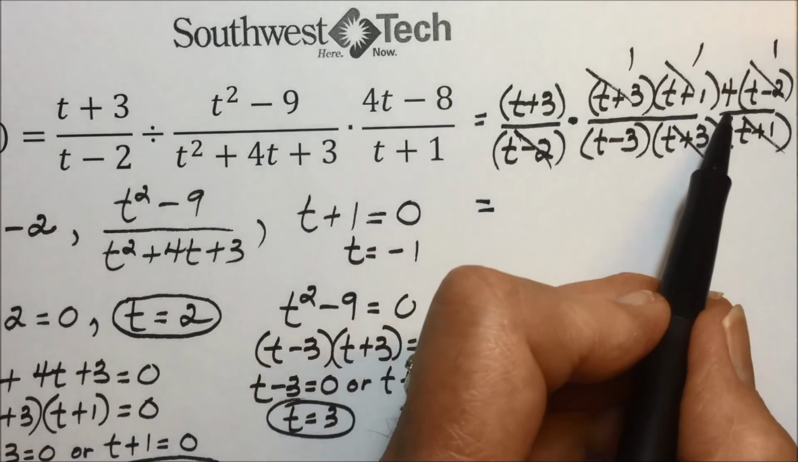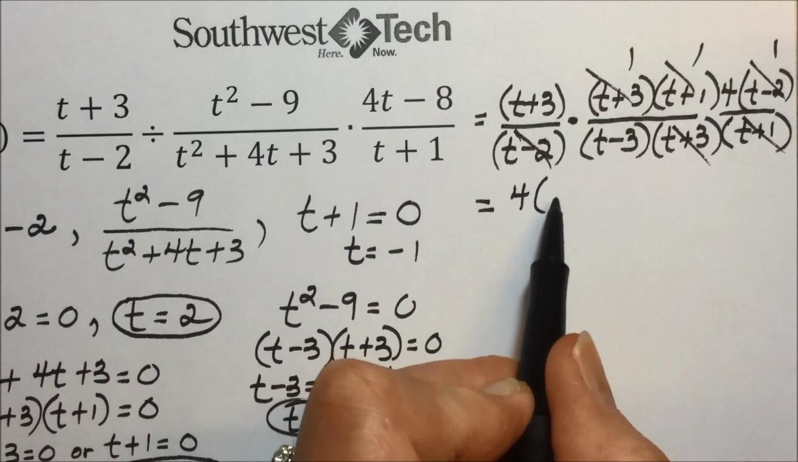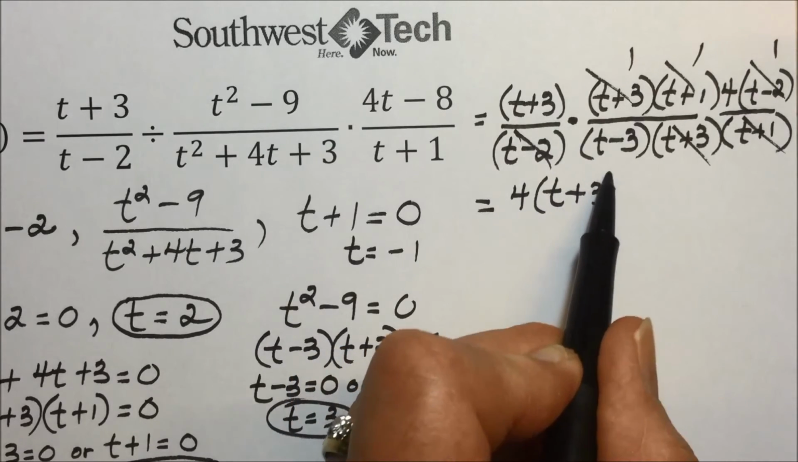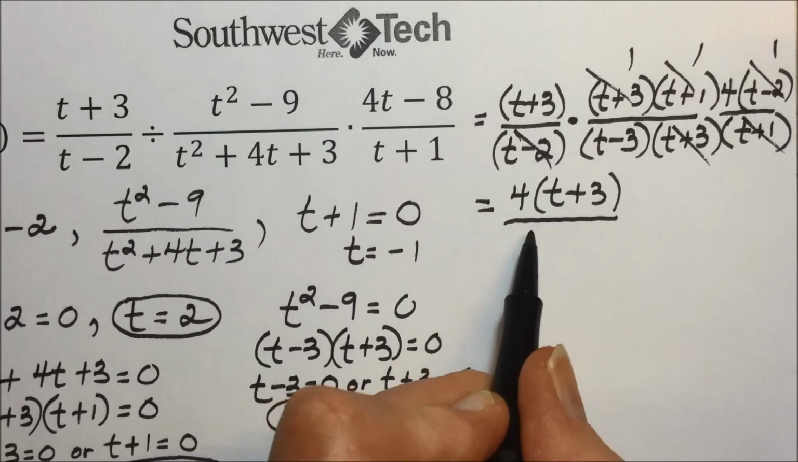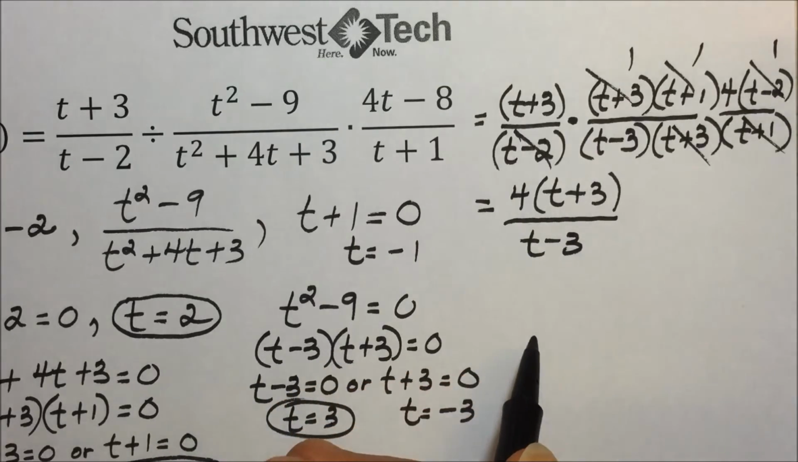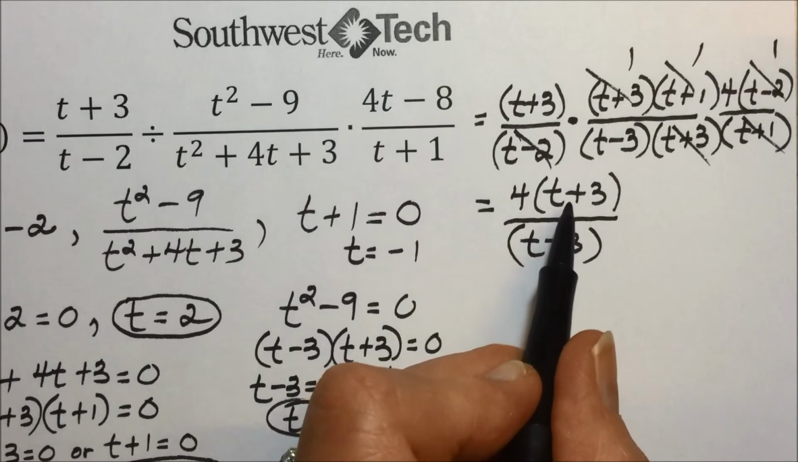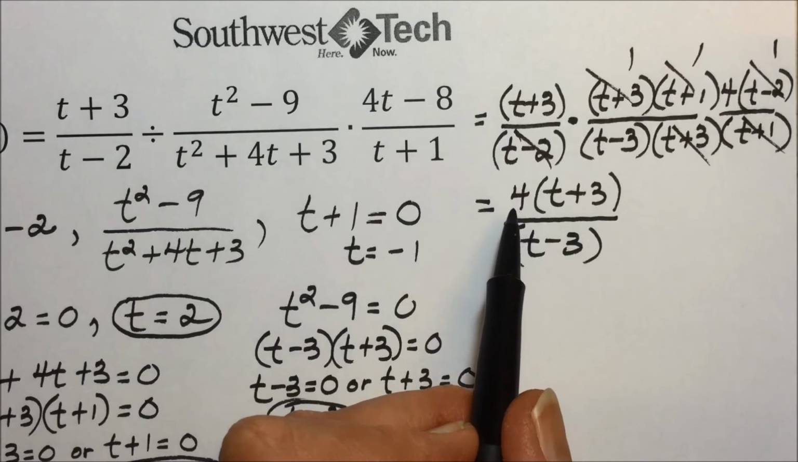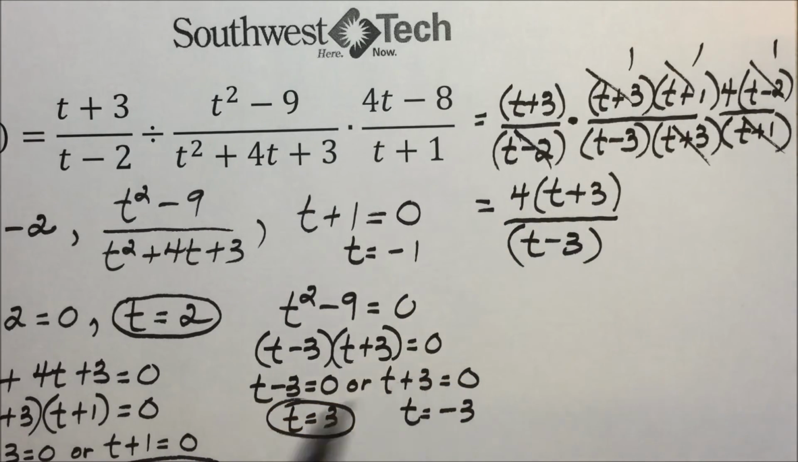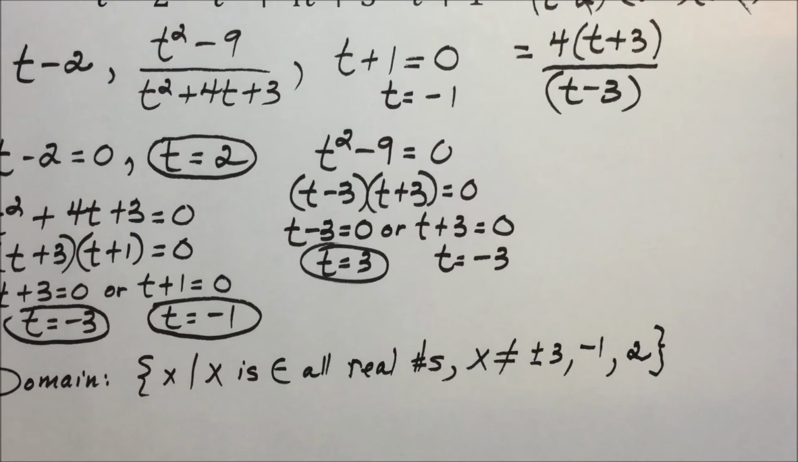What is left? We have our integer of 4 times the binomial t plus 3 over the common denominator of t minus 3. This factor is not the same as the factor in the numerator. Furthermore, it's probably a good idea to leave it in factored form rather than distributing so that we can see that it is in its reduced form. So the simplification of f of t is the following with the restriction on our domain.